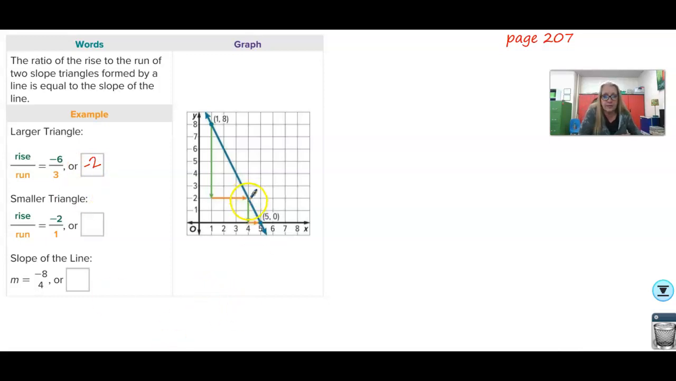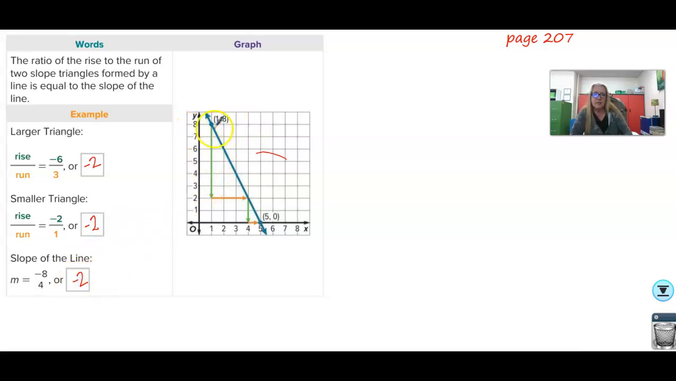The smaller triangle, this little guy right here, goes down 2. We're going from this point right here to this point right here, okay? We go down 2 and right 1. So they've got down 2, right 1, and that reduces also to -2. So the slope of the line is -2.